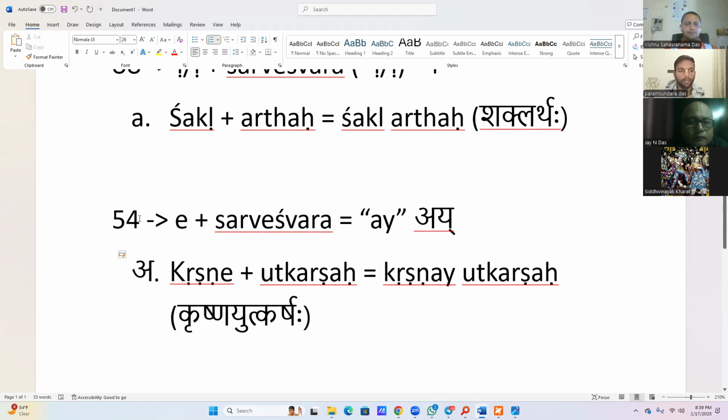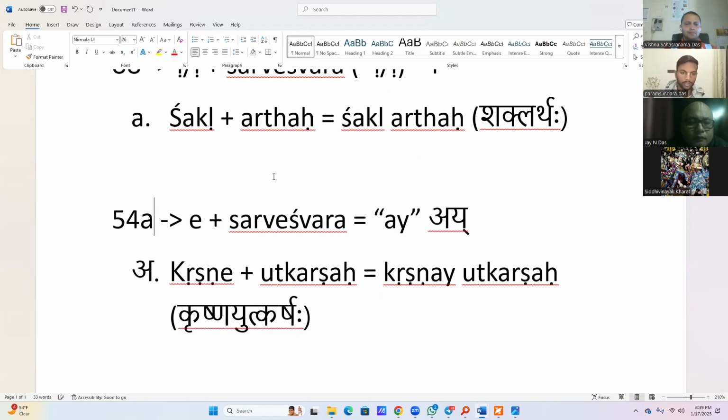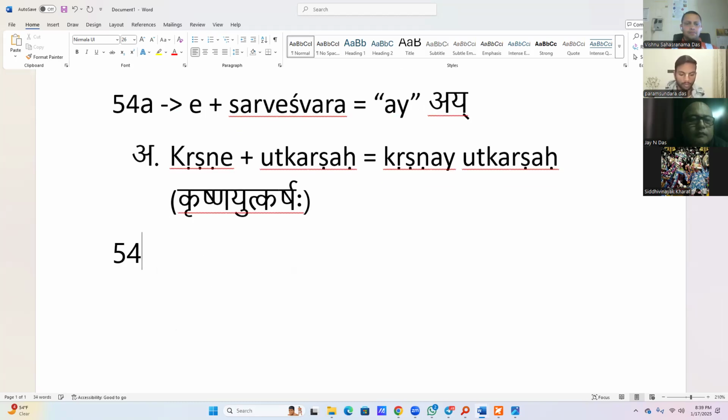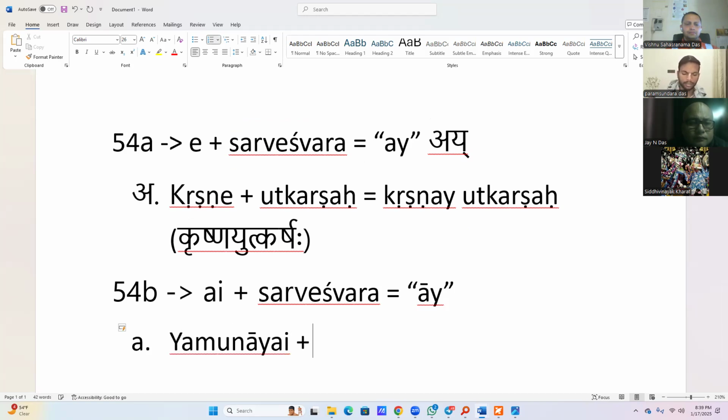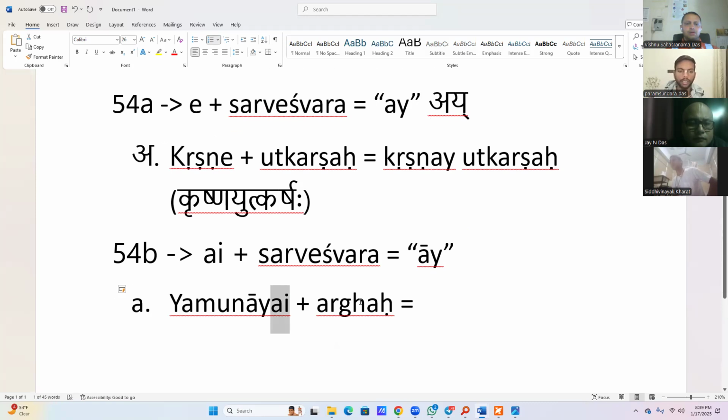Then the second part of the sutra says that if it is I, Rama, followed by any Sarveshwara, then I will become I. For example, Yamuna Yai Arghah, let's say. Yamuna Yai ends with I, and then we have a Sarveshwara A. So I becomes I. So Yamuna Ya like this and Arghah.